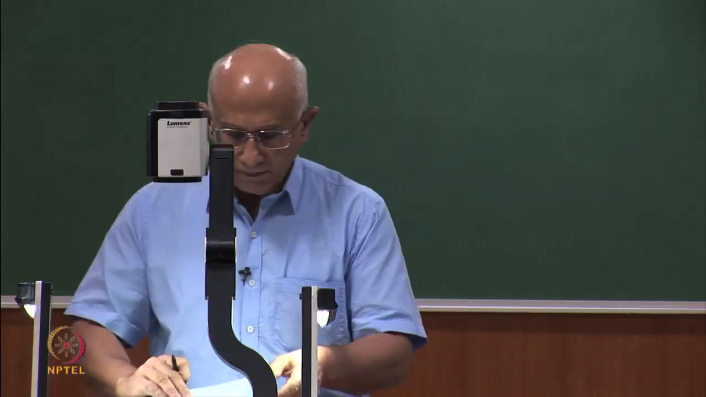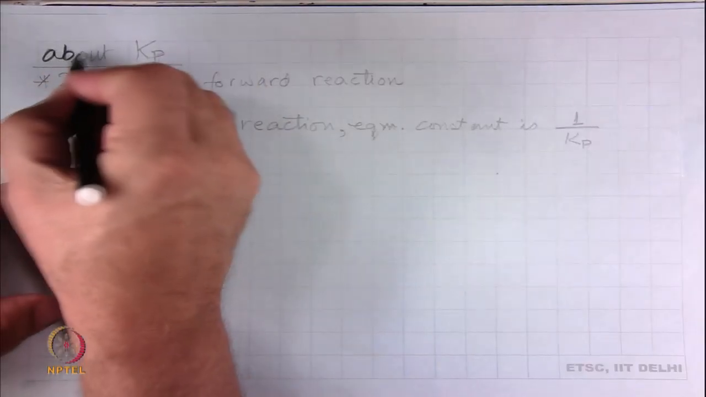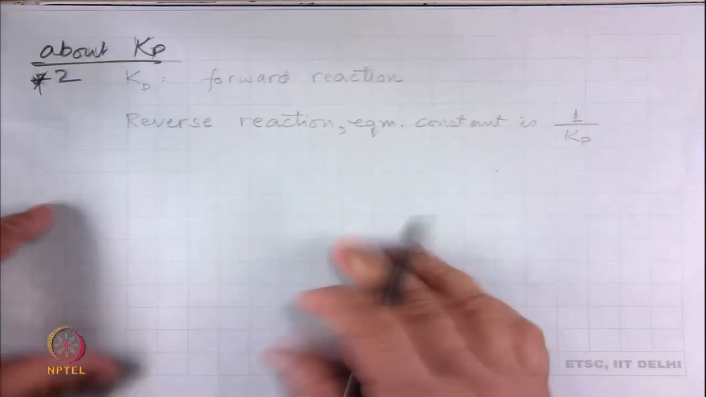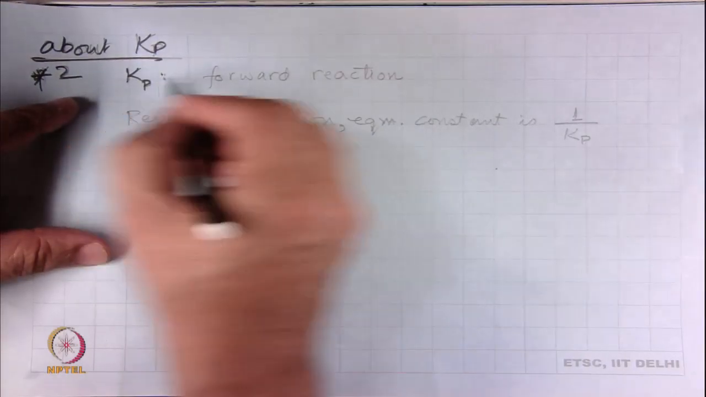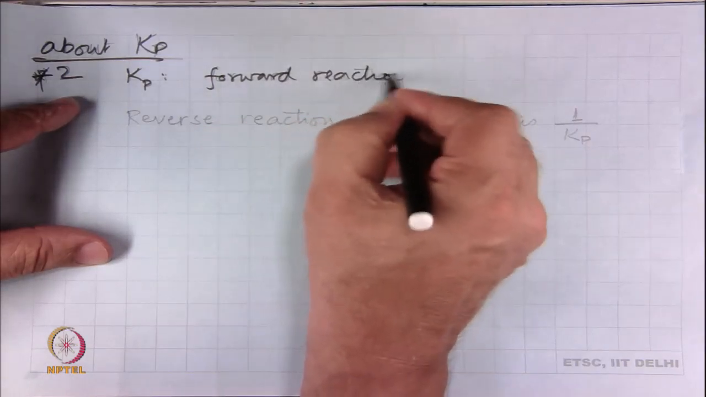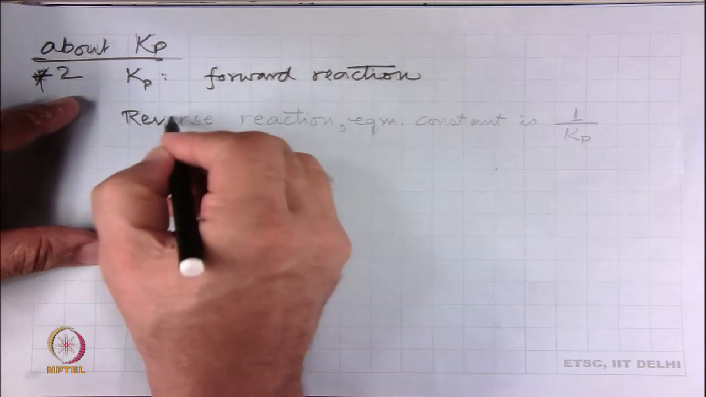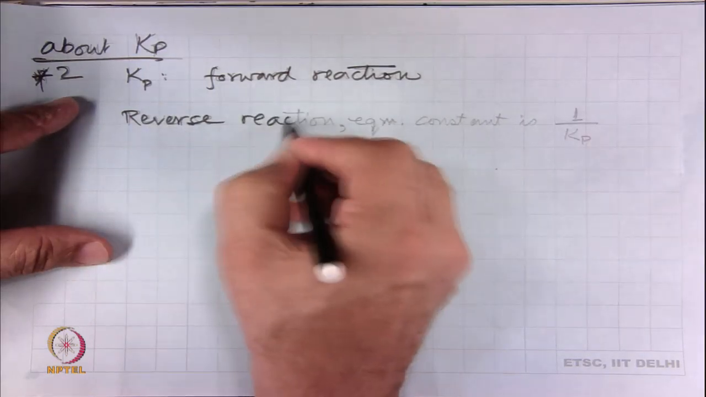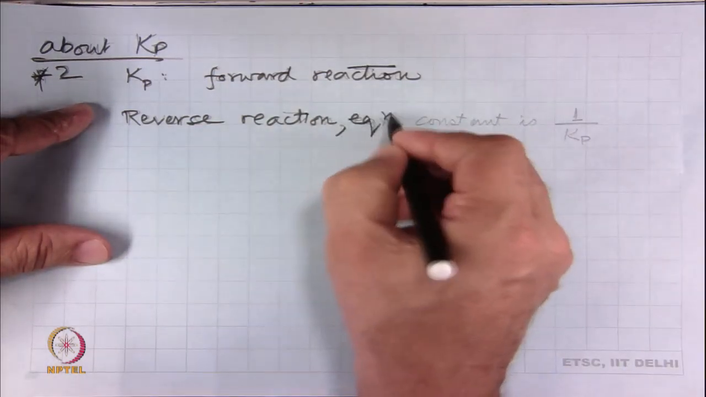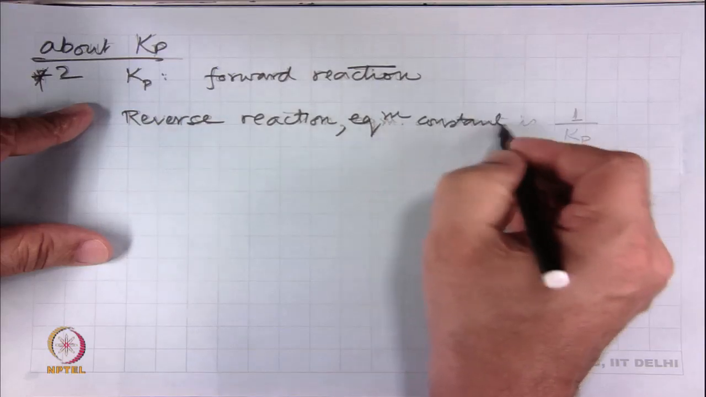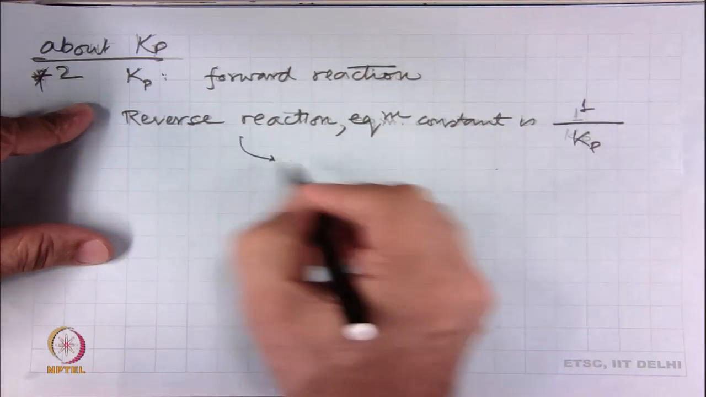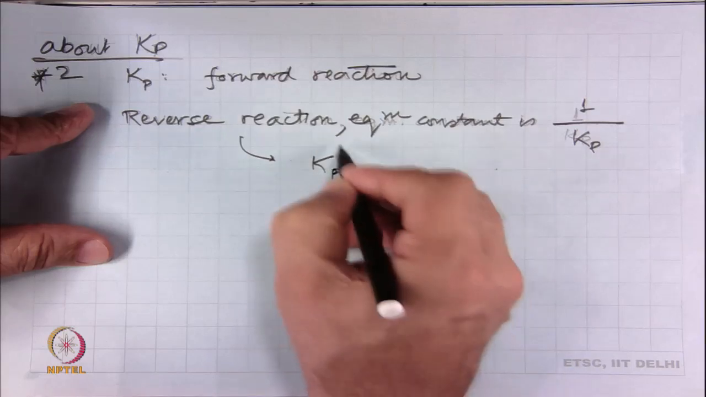The second thing is that K p, as we have defined, is the equilibrium constant that comes from the forward reaction. For the reverse reaction, everything is just, instead of left to right, right to left. The equilibrium constant for the reverse reaction is 1 upon K p. So, the reverse reaction equilibrium constant is K p to the power minus 1.